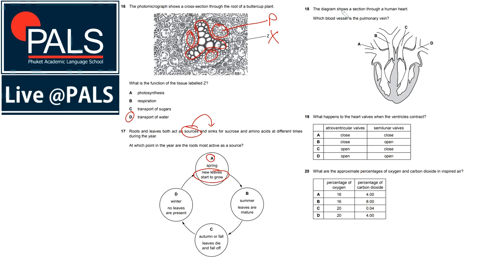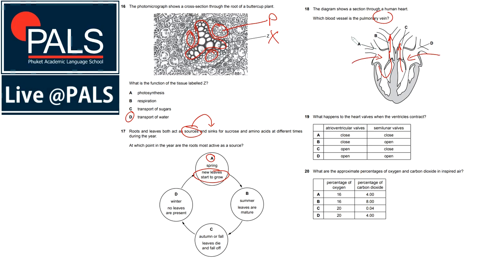Number 18, the diagram shows a section through a heart. Which blood vessel is the pulmonary vein? So a vein is a blood vessel that goes into the heart. We know that blood comes into the heart into the atria, and then moves through the heart and is pumped out of the heart by the ventricles through these blood vessels here. So that means it's either D or A.